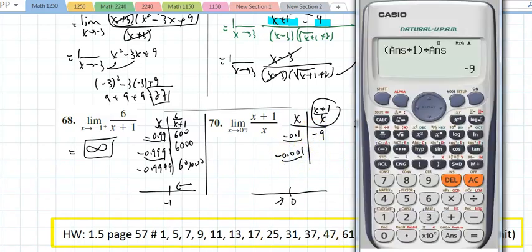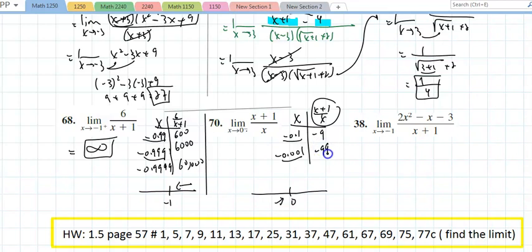How about negative 0.001? Enter. Go back and evaluate. Negative 999. Wouldn't you say this is approaching negative infinity? So one-sided, use a calculator.